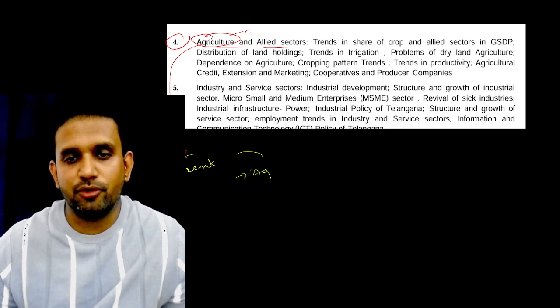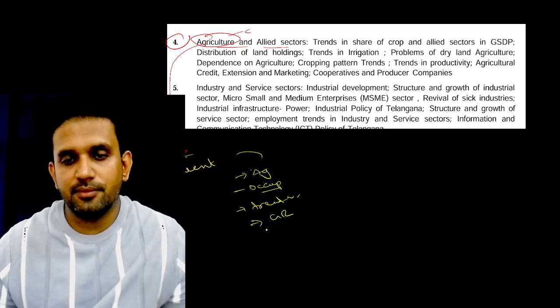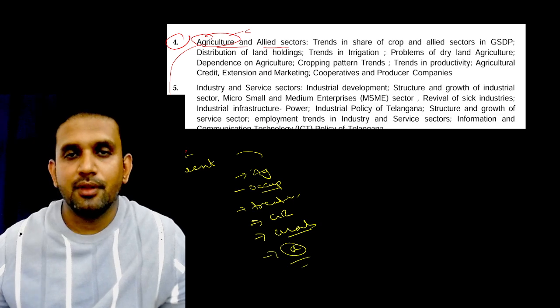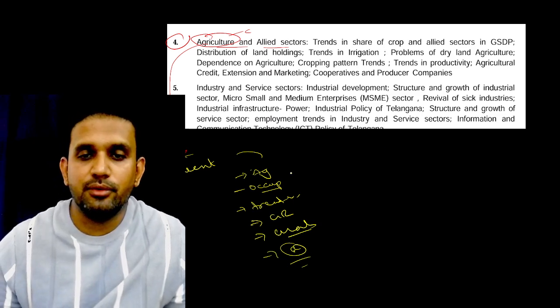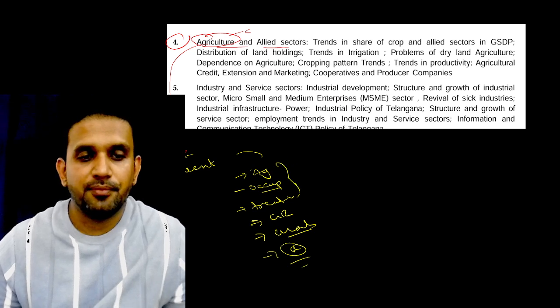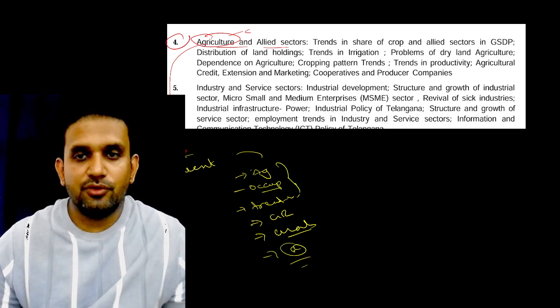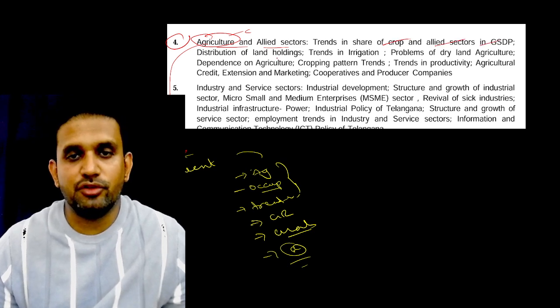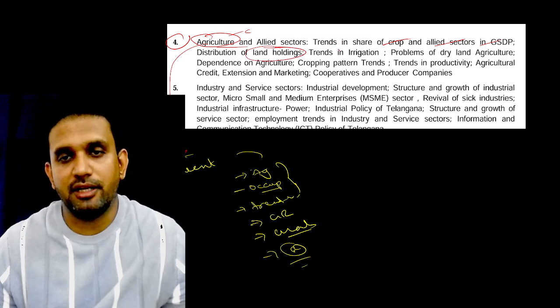What is its contribution? How many people are using it as occupation? What are the trends with regard to the value? What are the growth rates? Which cereals do we use? What happened to the rainy season, winter season, Mana Kalam, Yasangi, all that you have to learn in the agriculture sector. So trends in the share of crops and allied sectors in the GSDP, that is what I have told you. Distribution of land among marginal, small, medium farmers, we have to know it.